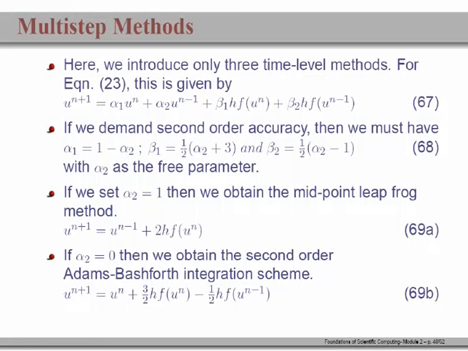So, what you do is you write down the Taylor series of this also that we have seen, and equate term by term, and you get this equation. Alpha 1 becomes 1 minus alpha 2, beta 1 works out like this, and beta 2 works out like this. So, you can once again treat alpha 2 as a free parameter. If you choose alpha 2 equal to 1, you immediately see that alpha 1 becomes 0 and beta 2 becomes 0. The method that you get is called a leapfrog method.